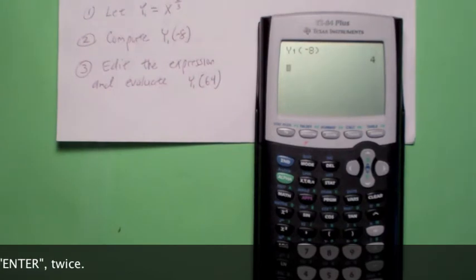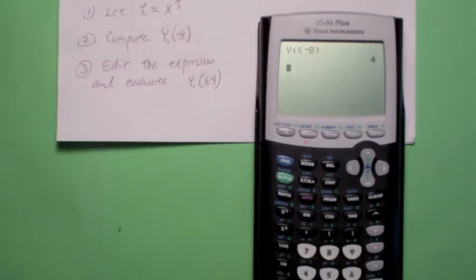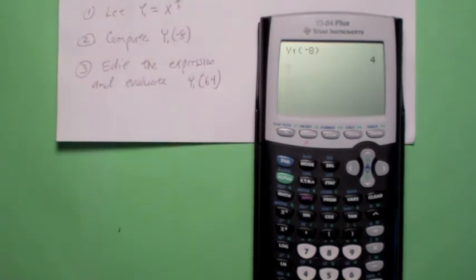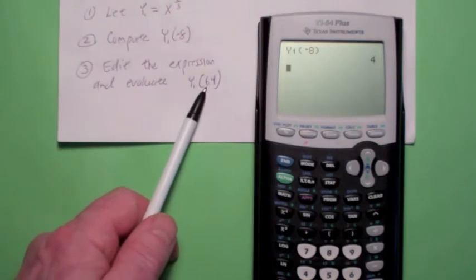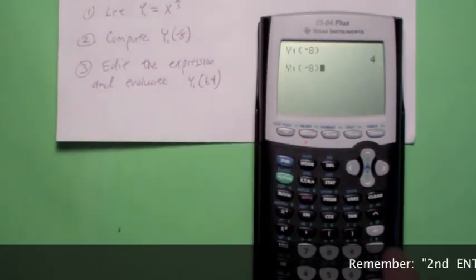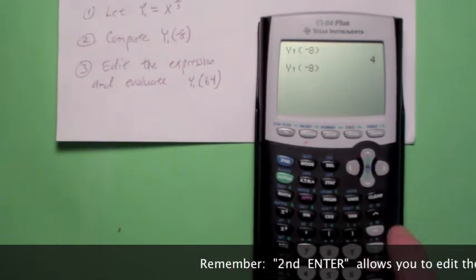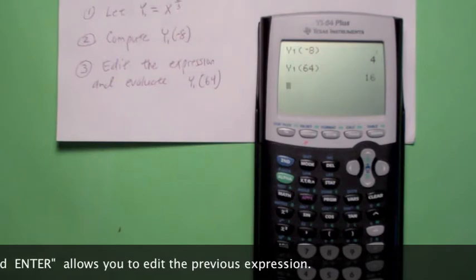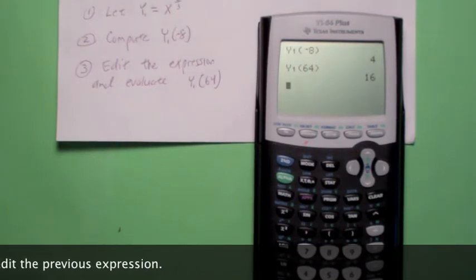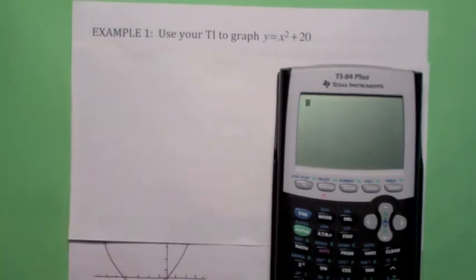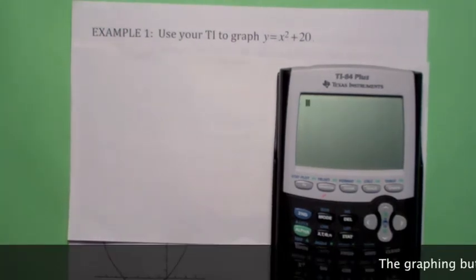So that's f of negative 8. F of negative 8 is 4, because negative 8 to the 2/3 power is 4. Now how do you find 64 to the 2/3 power? Remember how to evaluate the expression? You hit second enter, and all you have to do now is move over to the negative 8 and replace it with a 64. Hit enter again, and 64 to the 2/3 power is 16. Okay, the second thing we're going to do with our calculator is show how to graph functions.